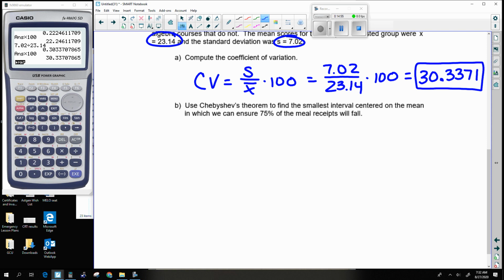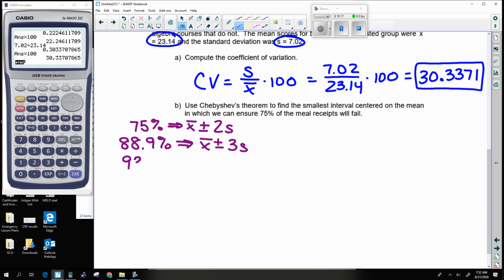Okay, Chebyshev. Chebyshev, we have these three criteria. 75% alludes to the X bar plus and minus 2 standard deviations. 88.9% is plus or minus 3 standard deviations, and 93.8% is 4 standard deviations. Okay, they want the 75%. All right, so that's kind of for you.